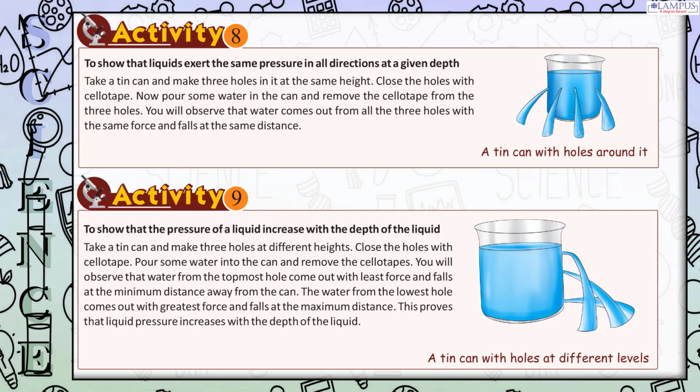You will observe that water from the topmost hole comes out with least force and falls at the minimum distance away from the can. The water from the lowest hole comes out with greatest force and falls at the maximum distance. This proves that liquid pressure increases with the depth of the liquid. A tin can with holes at different levels.